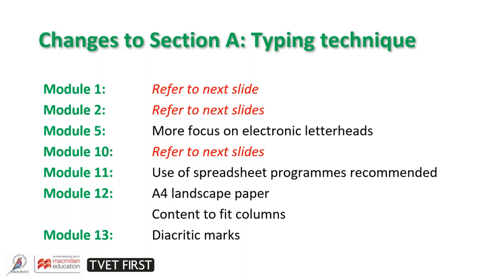The change to Section A for the new curriculum affects 7 of the modules. Module 1, 2, and 10 refer to the next slide. Module 5, more focus on electronic letterings. Students can also make their own letterings and then save it and later retrieve it and carry on with the letter. Module 12. On one sheet of A4, the landscape paper replaces 2 sheets of A4 paper or 1 sheet of A3. Fold the paper and show him the difference. Content to fit columns, no longer the block method or the equal column method.